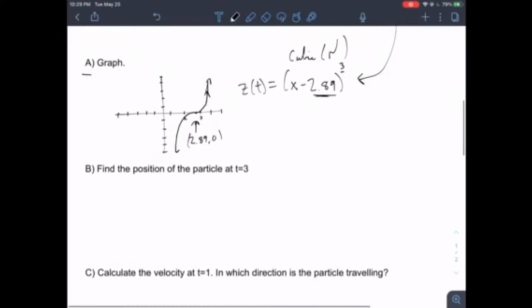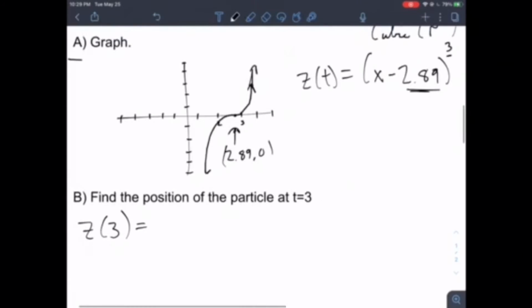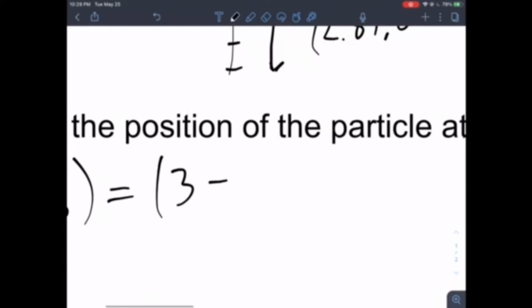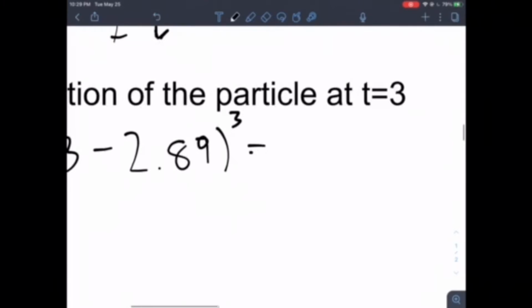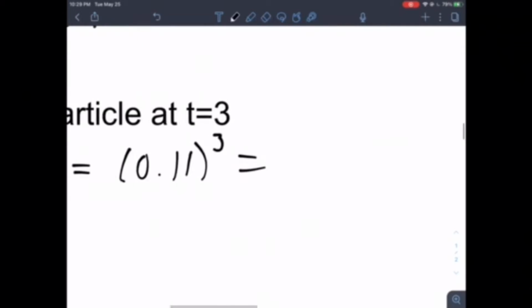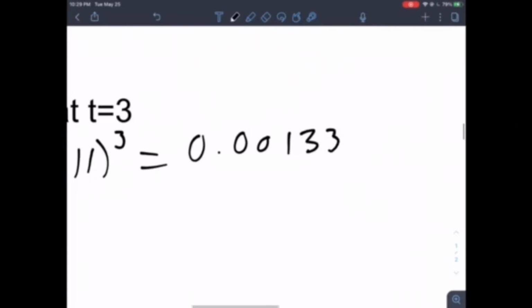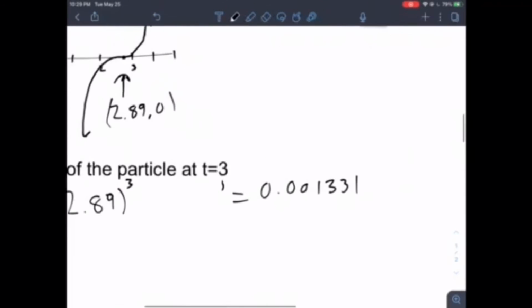Alright, find the position of particle at t equals 3. So what we're going to do is a little nice substitution right there. So we're going to set up the equation, substitute 3. So that'll be 3 minus 2.89 cubed. So we're just going to calculate that. 3 minus 2.89, 0.11 to the third. And then we're going to use our calculator, and we're going to find that this equation is equal to 0.001331.